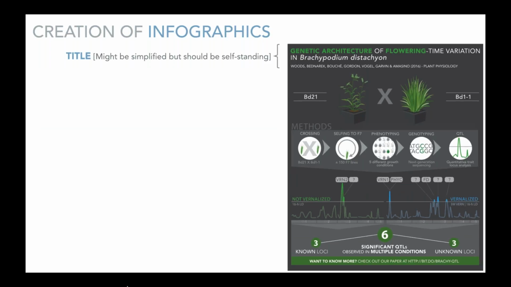When I do infographics, I usually have the same type of structure. I use the title of the article. If the title is really complicated, you can make a simpler one, but do not go too simple, and it should be self-standing. People should understand what you want to do just from the title, like a good article title.